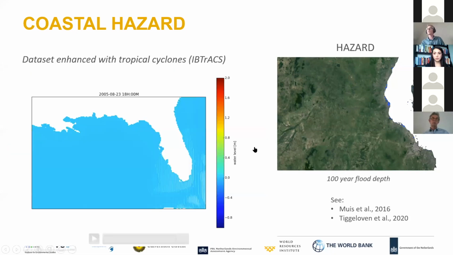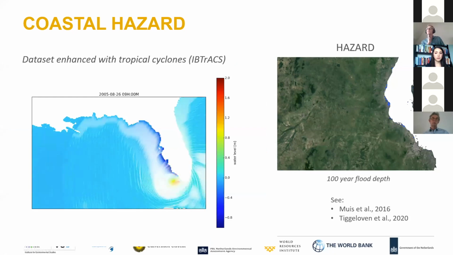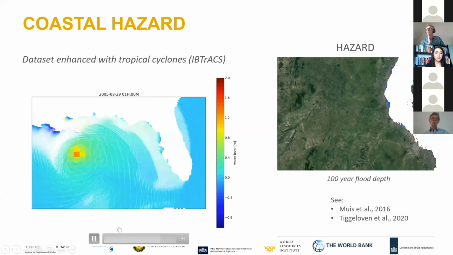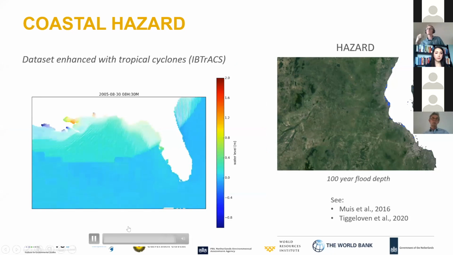And we also include in that tropical cyclones, by actually simulating the tracks of cyclones like Hurricane Katrina, which we can see here, an example of what such a simulation looks like. Once we have these sea levels, we can then estimate which areas would be flooded.